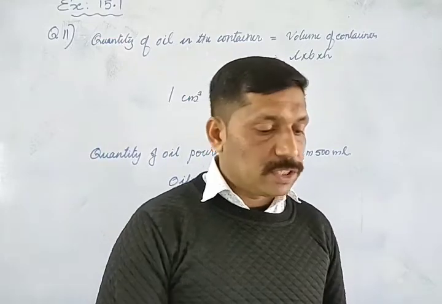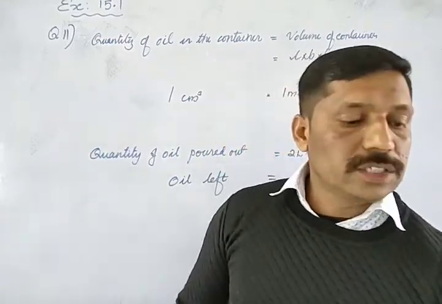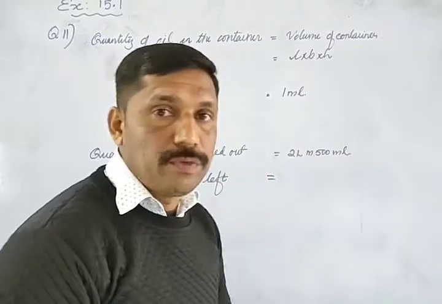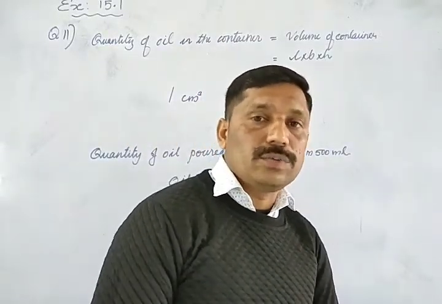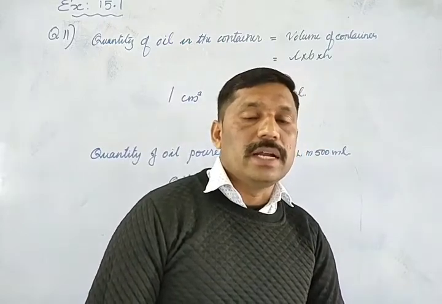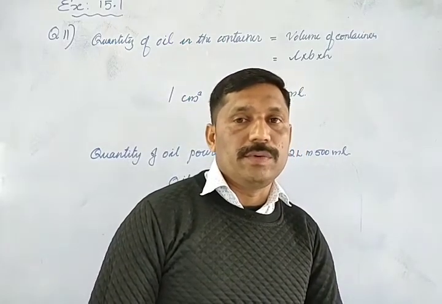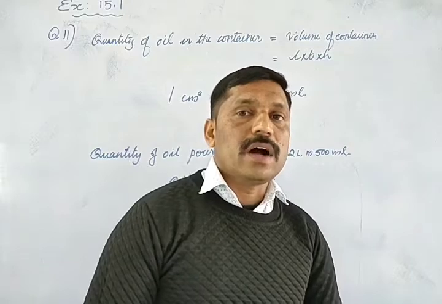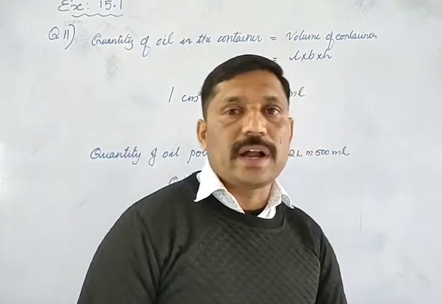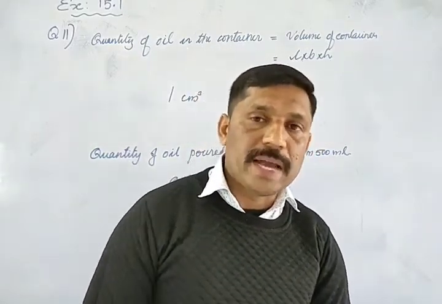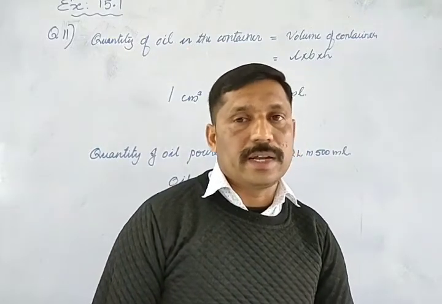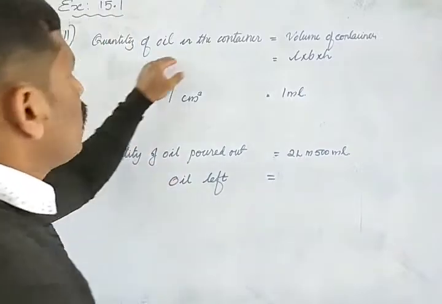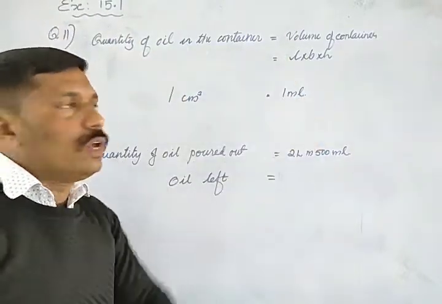So first of all, we must find out how much oil was there in the container before we take out the oil. How to find out? That is the volume of that container we will find out. And from that, we subtract how much oil he has taken out, then we get the volume of oil that is left in the container. So the quantity of oil in the container is equal to the volume of the container.